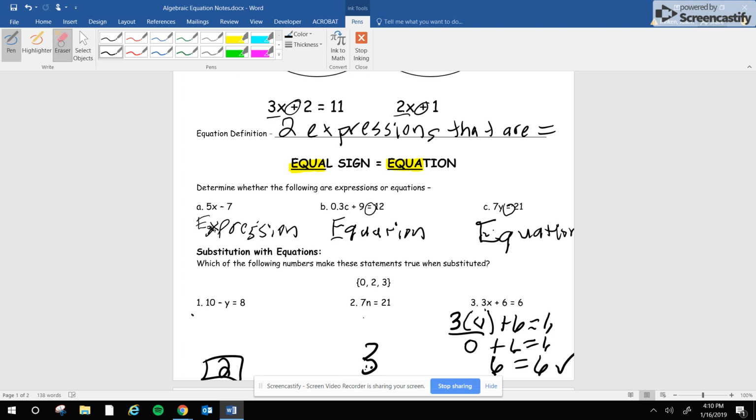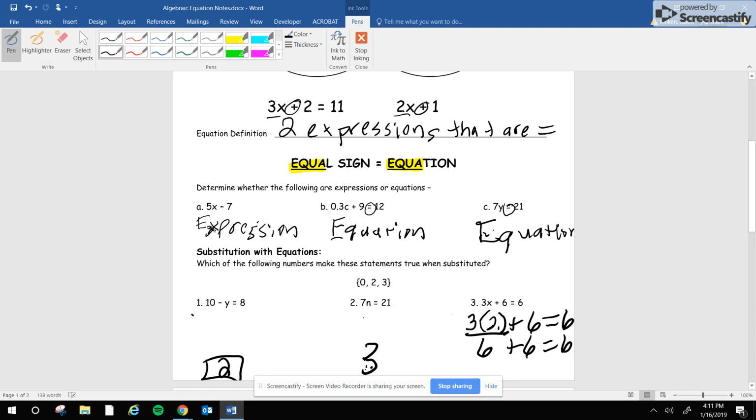And of course, we're going to try the other ones. The next one is going to be 2. So once again, it's a coefficient, so we're going to say 3, and we're going to use parentheses for multiplication, 2, plus 6 equals 6. 3 times 2 is 6. 6 plus 6 equals 12, and 12 does not equal 6.